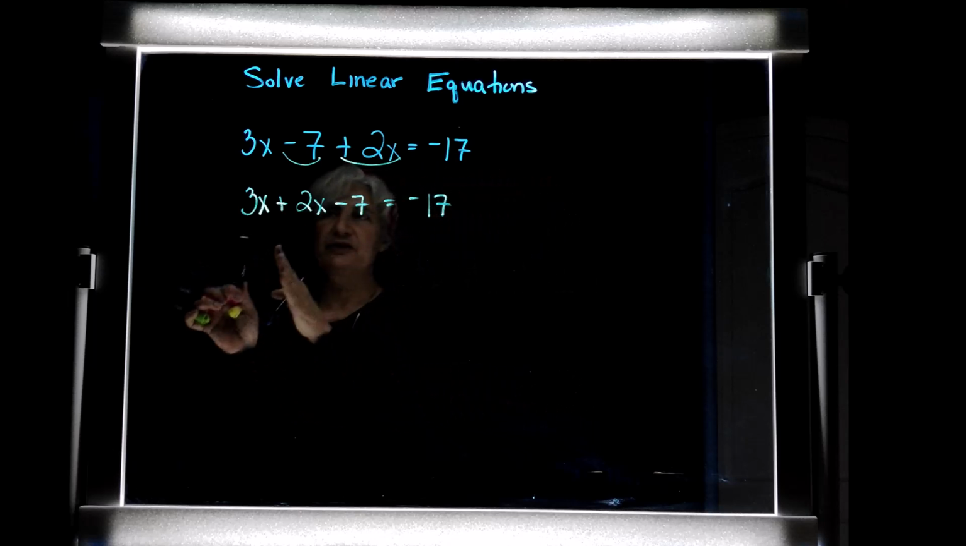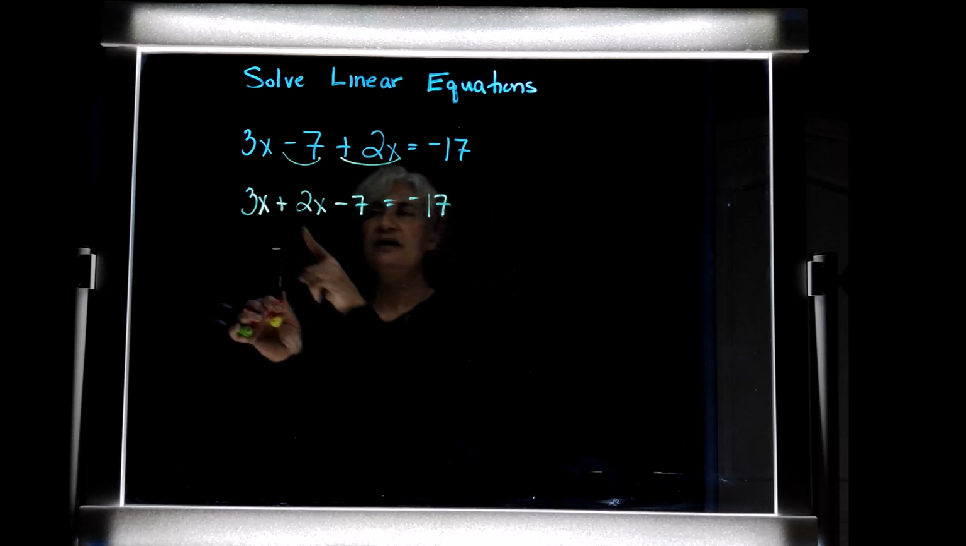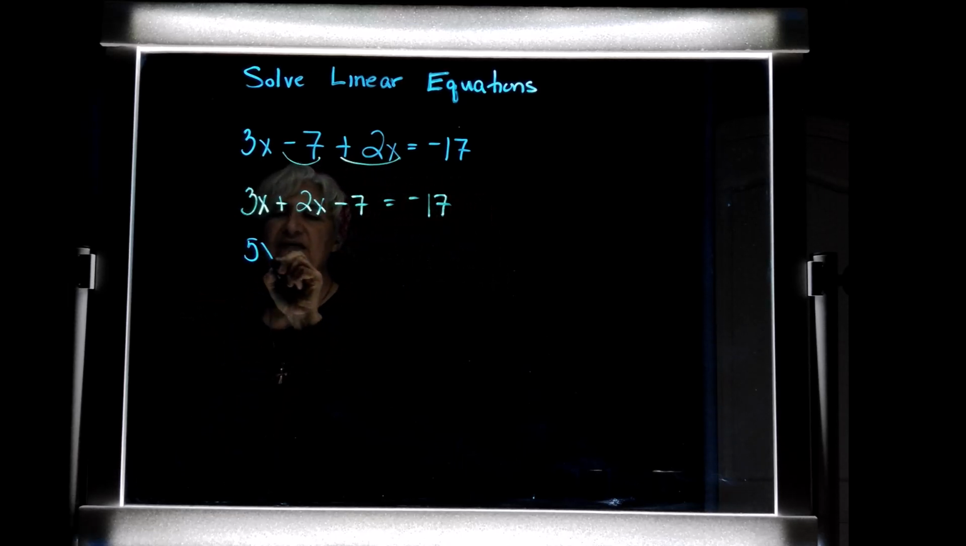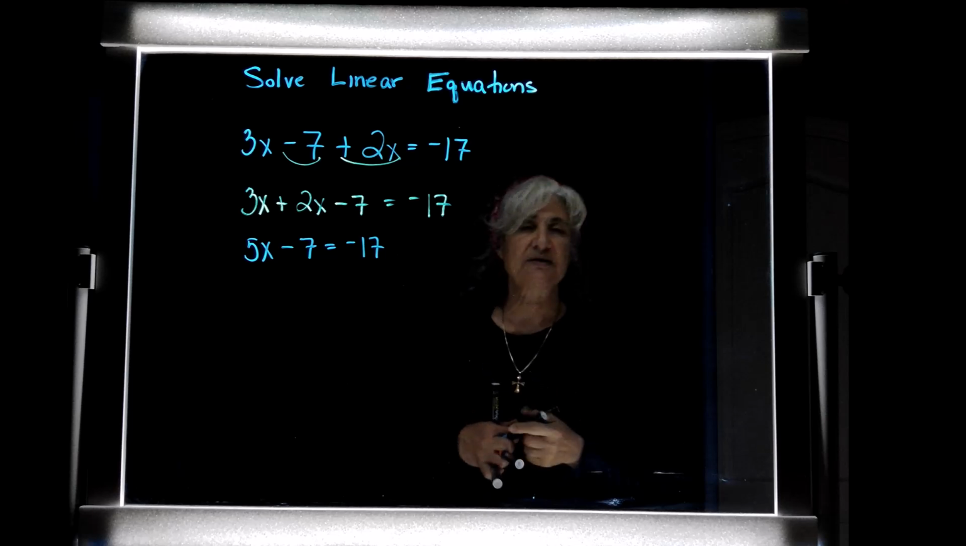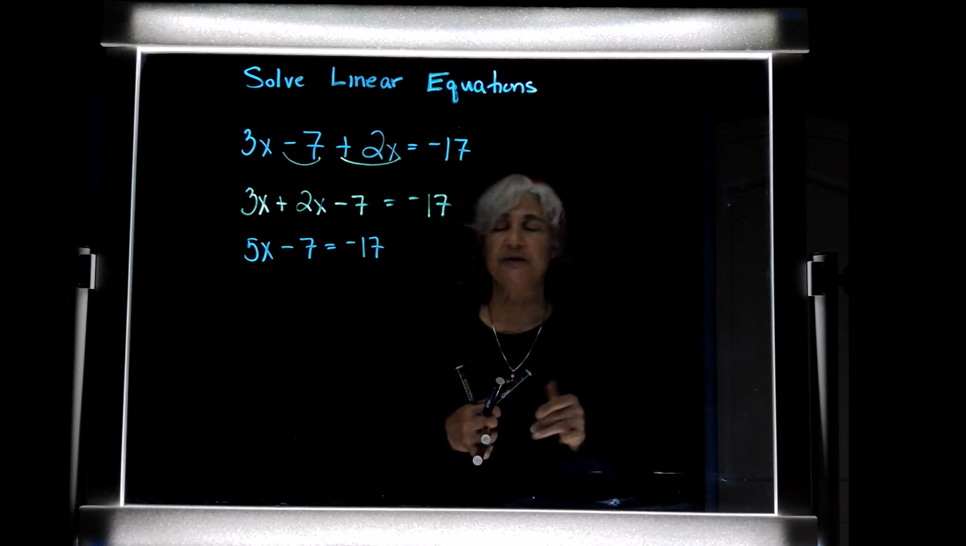Okay, so I have a 3x and a 2x on the same side of the equal to sign. There's an addition between them, so that means I have 5x minus 7 equals negative 17. And now this looks like a linear equation that we have solved before.